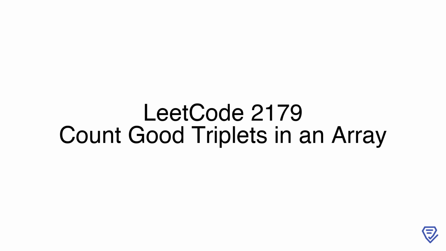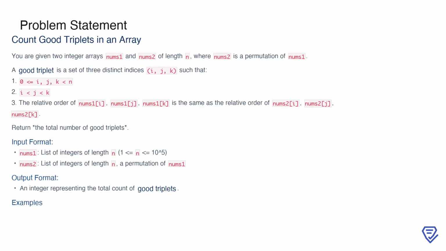Welcome! In this video, we'll dive into LeetCode problem number 2179, titled Count Good Triplets in an Array. Together, we'll explore the problem requirements and develop an efficient solution.